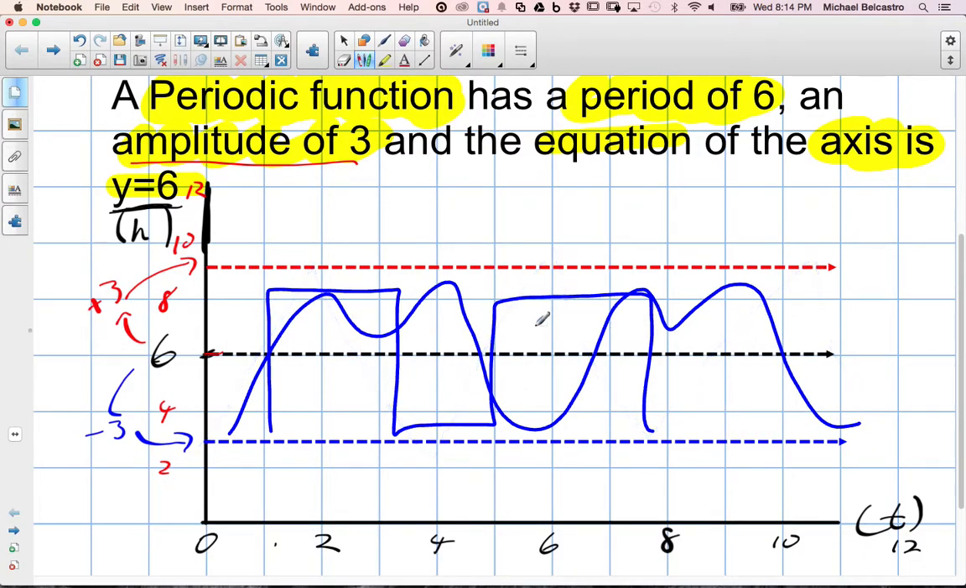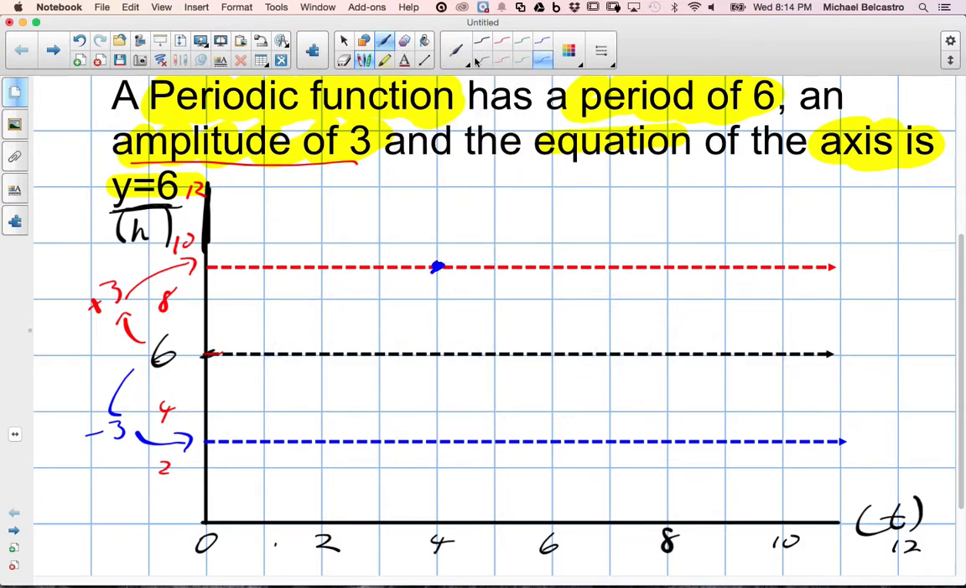But each of them technically represents a periodic function with a peak being at our value of 9. Does it make sense how we found the highest point? Our value of 9. Our trough, or lowest point, being at a value of 3. And the equation of the axis, I guess we'll put it in green, being the number 6. So anything in there is acceptable.